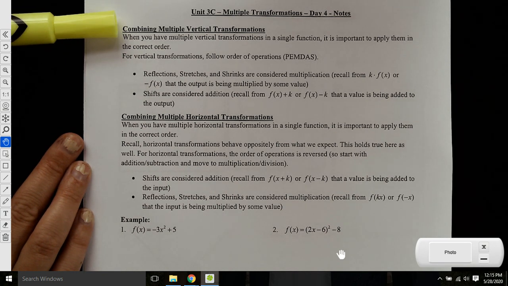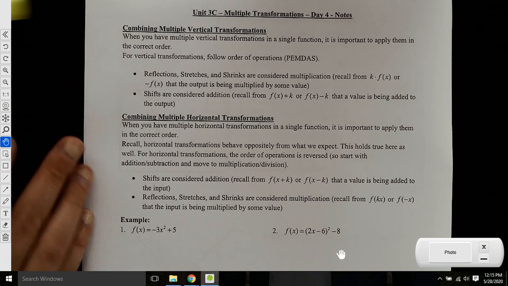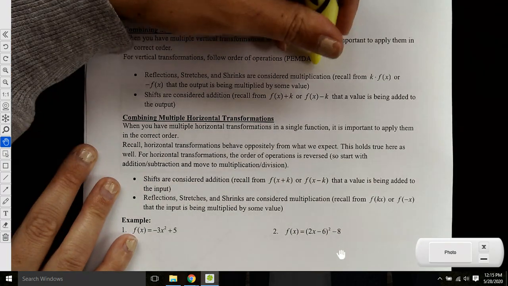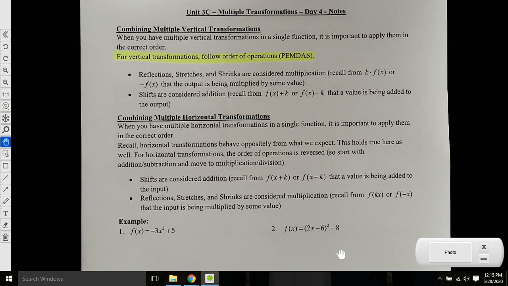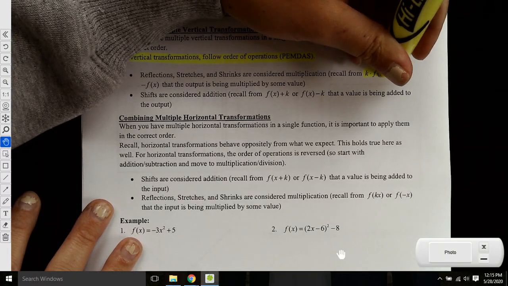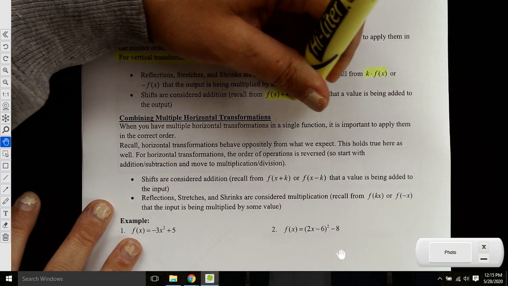So when you combine multiple vertical transformations, it's important to apply them in the correct order. So for vertical transformations, we follow the order of PEMDAS. So there are different transformations that are done vertically. So we have reflection, stretches, and shrinks, and those are all multiplication, and that looks like k times f of x. If you have a shift, that's going to be an addition or subtraction on the end of the function.